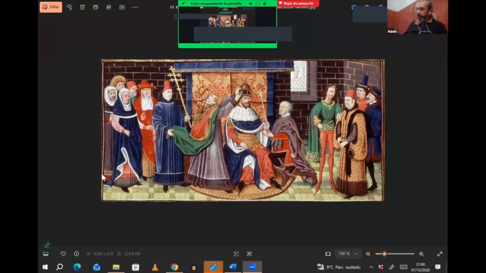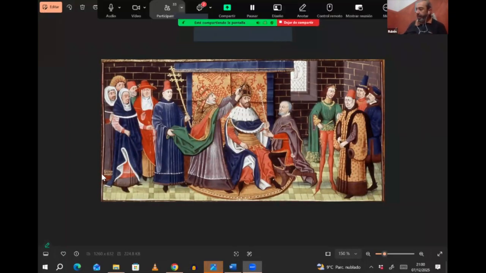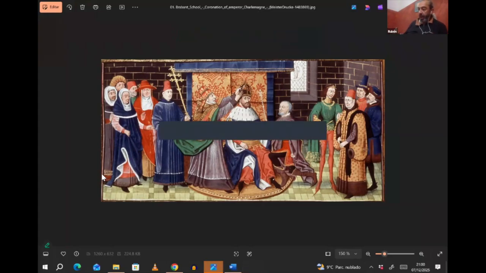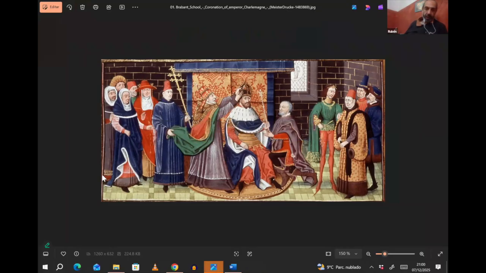All right. So the painting you see here represents the coronation by Pope Leon III of Charlemagne, King of the Franks, as the new Holy Roman Emperor. This was the year 800. This does not only represent a key moment in the history of Western civilization, but also one of the most important events in Western musical history.